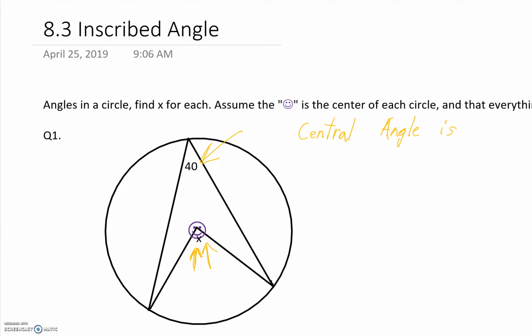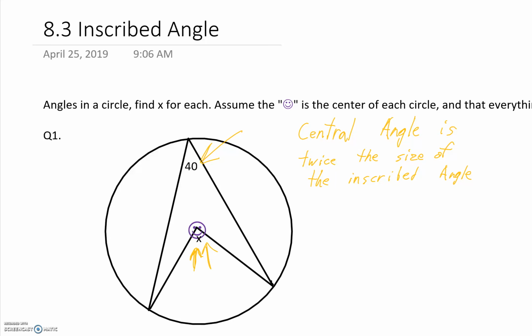is twice the size. Okay, so the central angle is twice the size of the inscribed angle. So we call the top one the inscribed angle. It's what comes after our central angle.